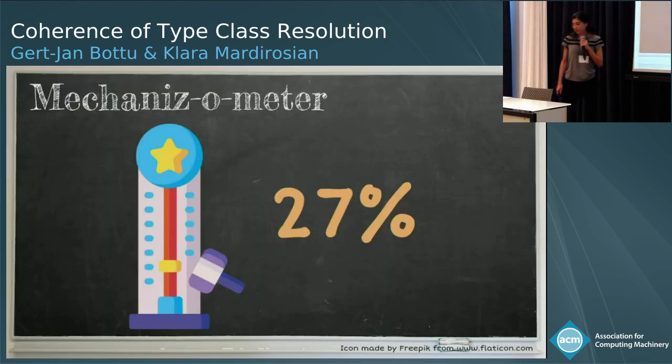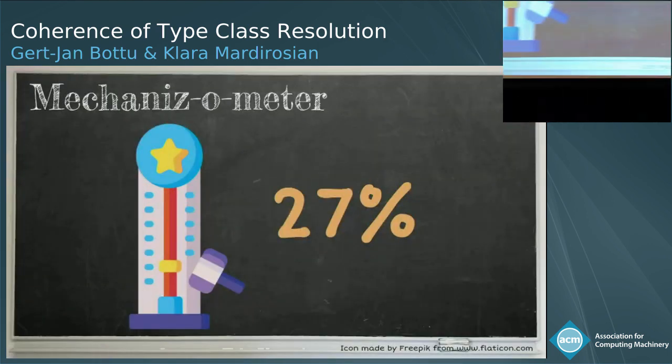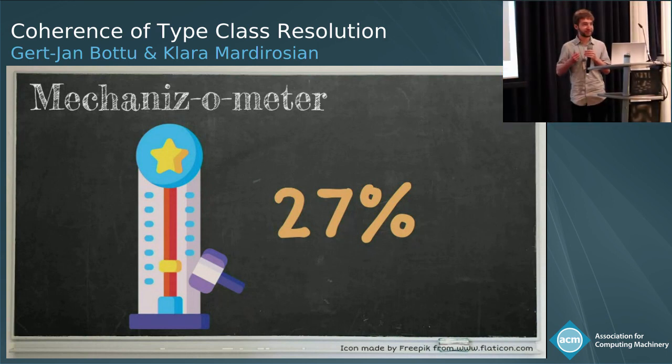For those of you who are interested, we have actually started mechanizing this proof. We're currently at about 25% through, so we're not quite there yet, but we're catching up fast. So that's for next year.